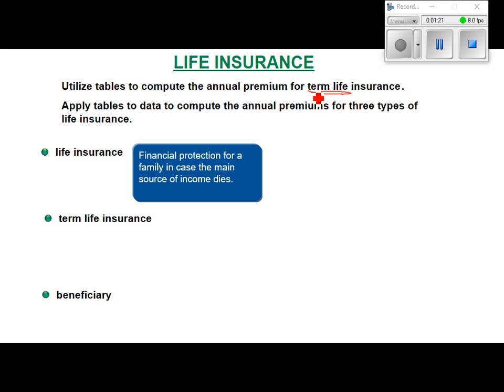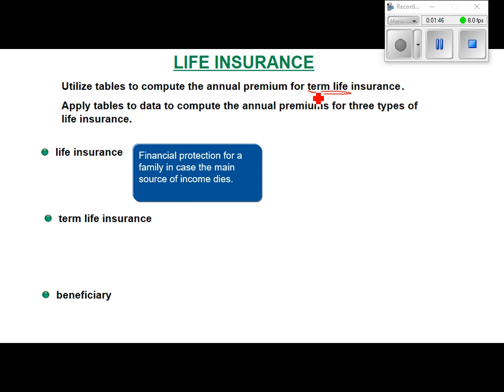Life insurance is just financial protection for a family in case the main source of income dies. So my wife has 4 or 5 life insurance plans on me. That way if I die, she's going to get some money, and that'll help her to support the family if I'm gone. That's what life insurance is.